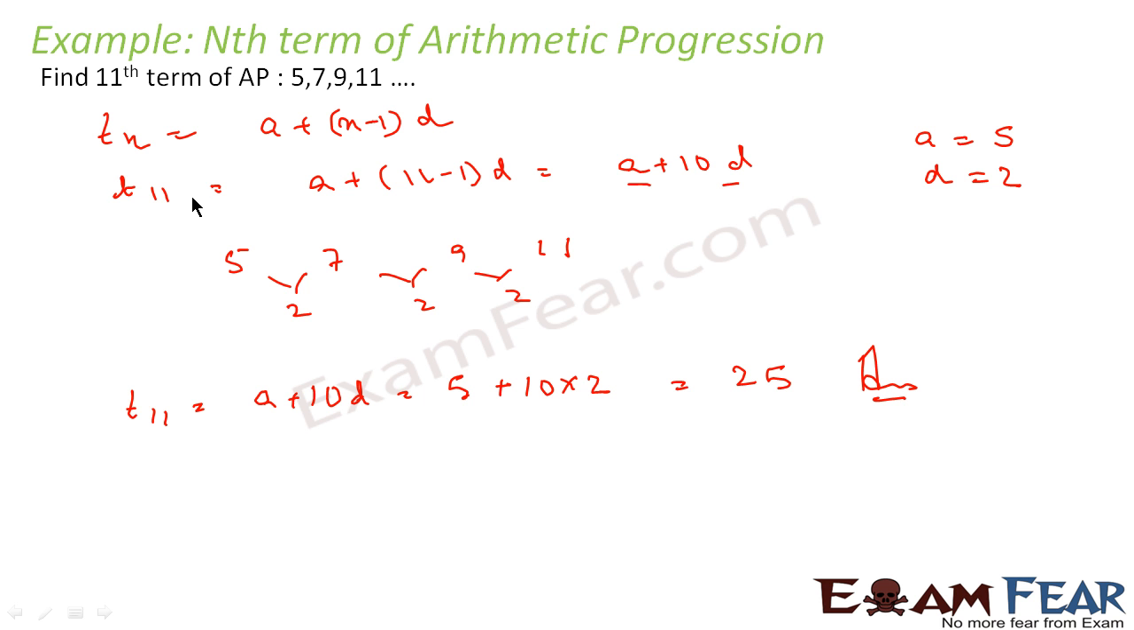Very simple. We just use this formula, Tn is equal to a plus (n minus 1)d. We got the value of a as 5, the first term. For d we found the difference. And we knew n is equal to 11, it is given. So we have all the values of a and d. We put these in this formula to get the answer.